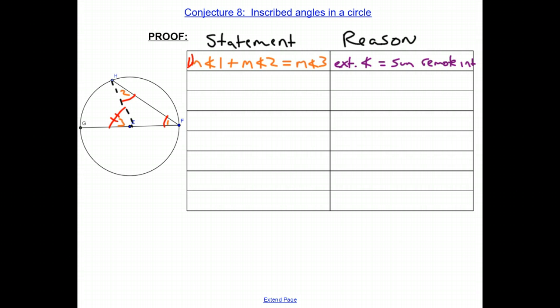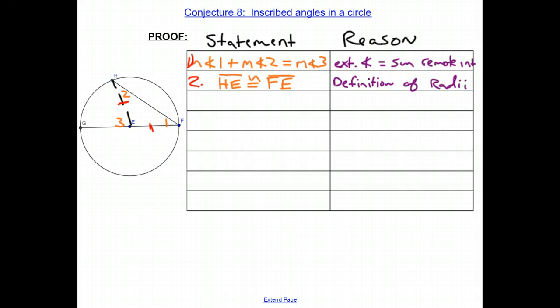The next statement in our proof is a simple one, but it's really easy to overlook. And that is that HE is going to be congruent to FE. And why is that the case? Well, looking at our diagram, we can see that both HE and FE are radii in our circle. So once again, because HE and FE are both radii, we can now say that they are congruent.